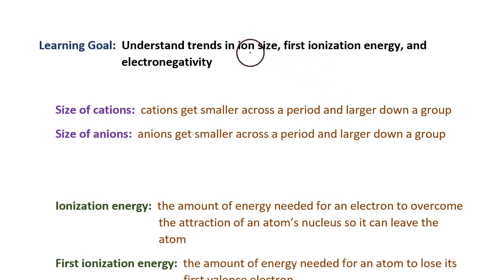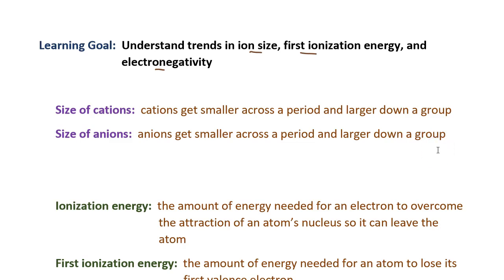Specifically, let's look at trends in the size of ions, first ionization energy, and electronegativity. Here are the trends for the size of ions. Let's first look at cations. Cations get smaller across a period and larger down a group. The trend for anions is the same. Anions get smaller across a period and larger down a group.